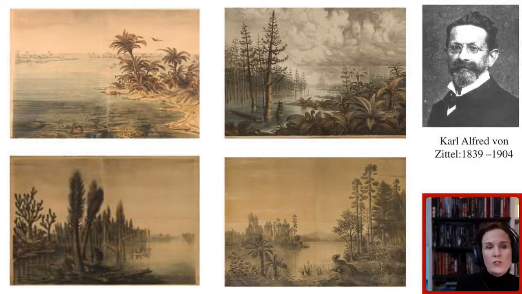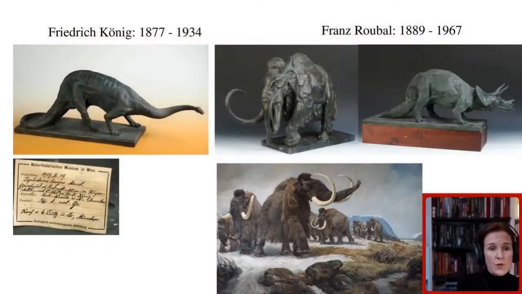The German geologist Karl Alfred von Zittel, who had studied in Vienna, was for some time also an assistant at the Natural History Museum under Ferdinand von Hochstetter, and was the first to create paleontological wall charts as teaching devices. I show you here some paleontological landscapes of this widely distributed series.